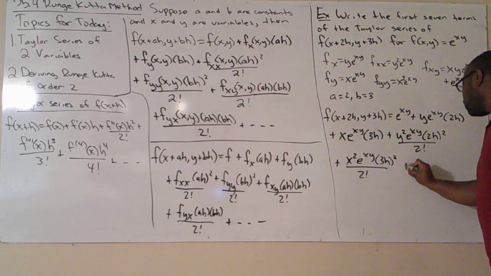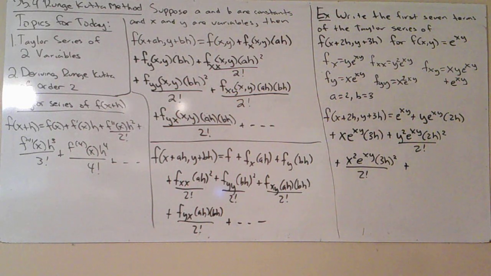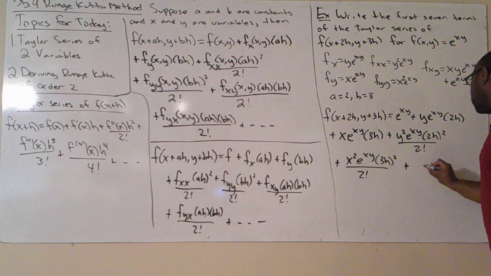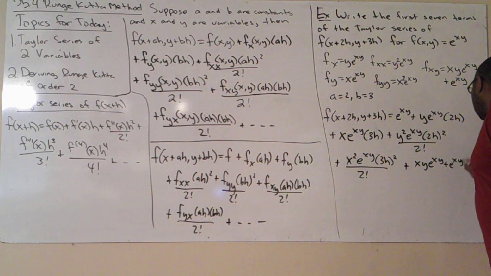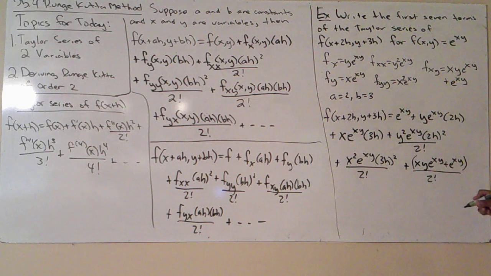Plus, okay, the partial derivative of f with respect to x and y, so I have xy e to xy, plus e to xy, divided by 2 factorial. All that times ah times bh, which is going to be 2h times 3h, which is going to be 6h squared. Just write 6h squared, save space.